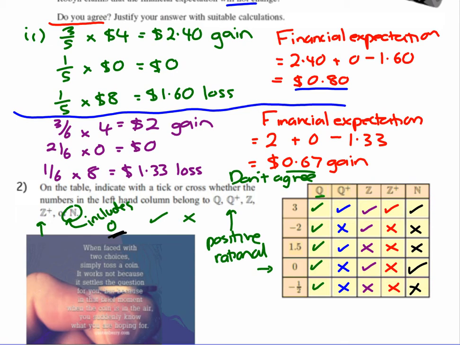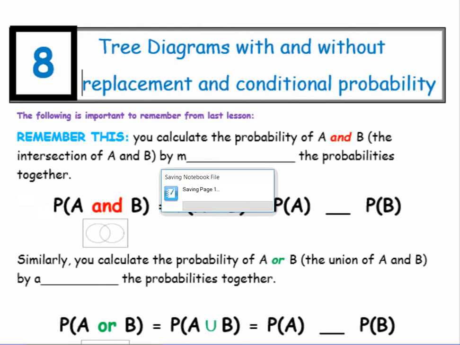So let's move on to the next page. So first page of this lesson. So tree diagrams with and without replacement and conditional probability. So the following is important to remember from last lesson.